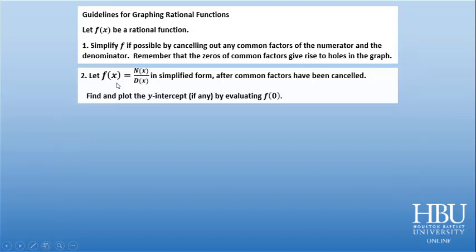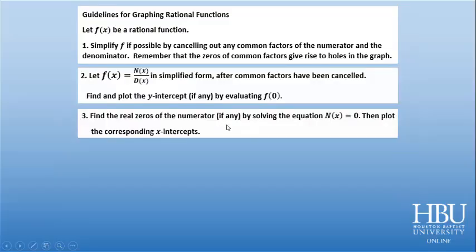Now that you have your rational function in simplified form with no more common factors, find and plot the y-intercept by evaluating f of 0. Substitute a 0 for the x and calculate the y value.